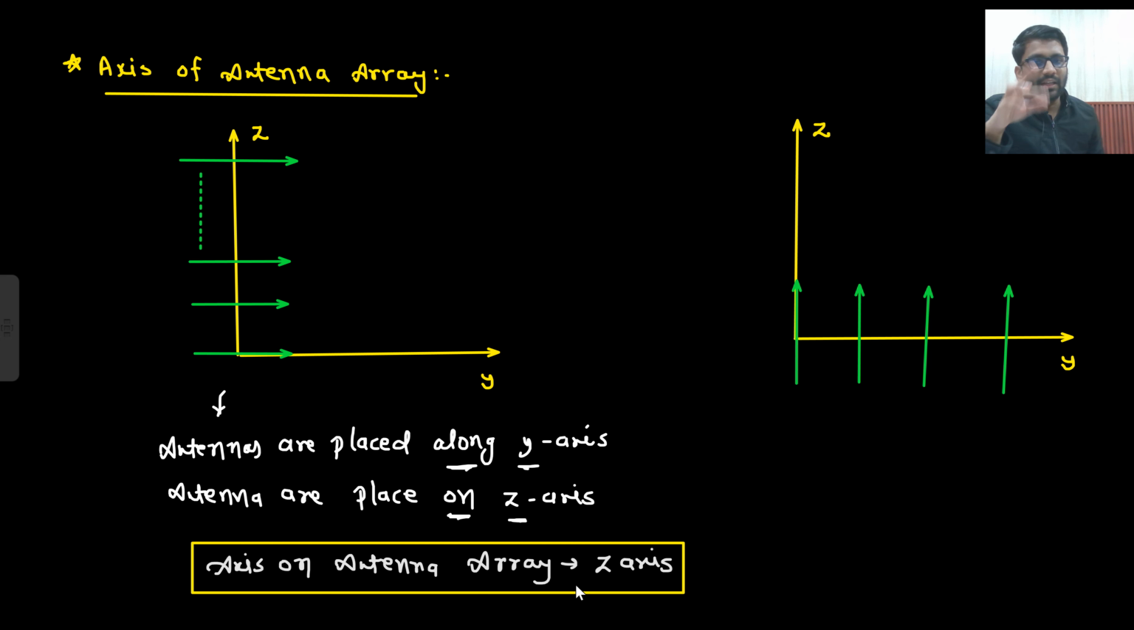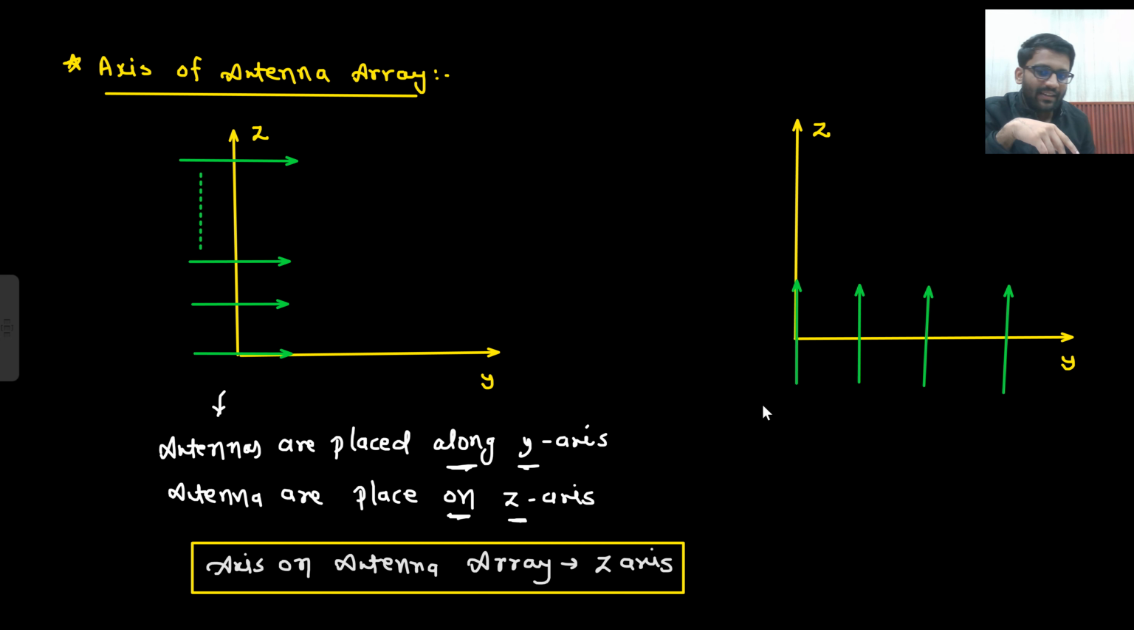Antennas could be placed along the z-axis, along the y-axis as well, or along the x-axis as well. But if I am saying that my axis of antenna array is the z-axis, what does that mean? That all the antennas are placed on the z-axis. On and along, two different words are there. All the antennas are placed on the z-axis only. That's it. This is the meaning.